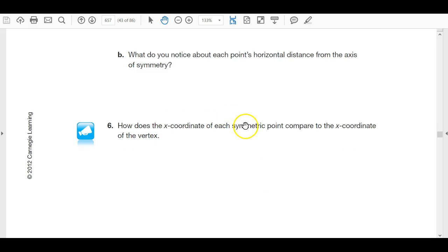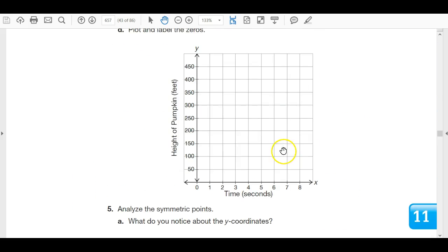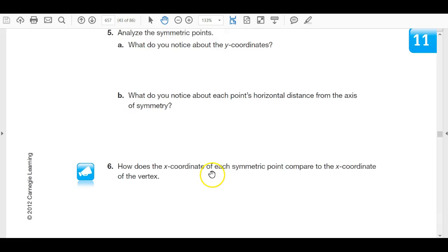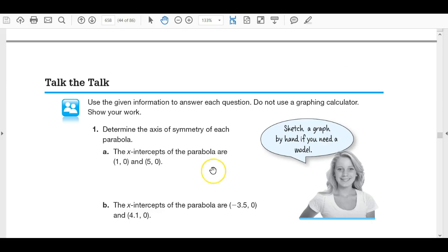And how does the x-coordinate of each symmetric point compare to the x-coordinate of the vertex? Well, each x value was exactly the same distance away from the vertex, right? A vertex had an x value of 4, and when we did 308, one was at 3 and one was at 5. They were each equidistant from 4, right? 1 second away, 1 second before, 1 second after, right? All right, and that's because we have them being symmetrical.